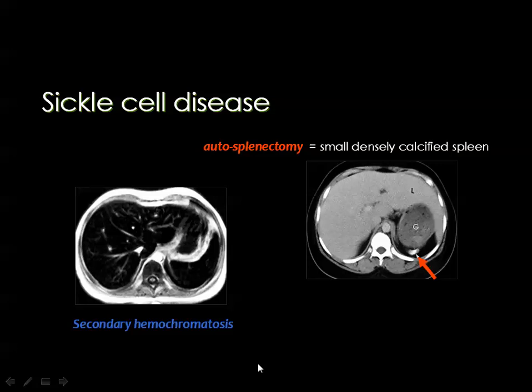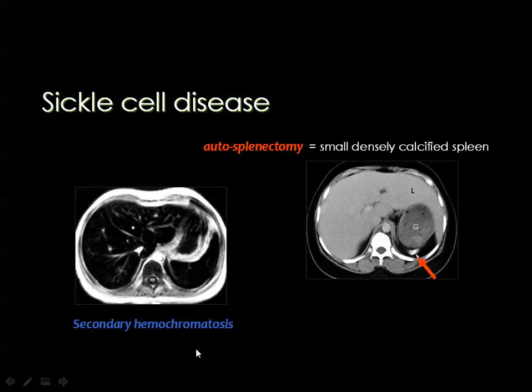Then autosplenectomy means that the spleen is small and is densely calcified. And you can see here, this is the spleen which is very small and calcified in a case of sickle cell disease, representing autosplenectomy.